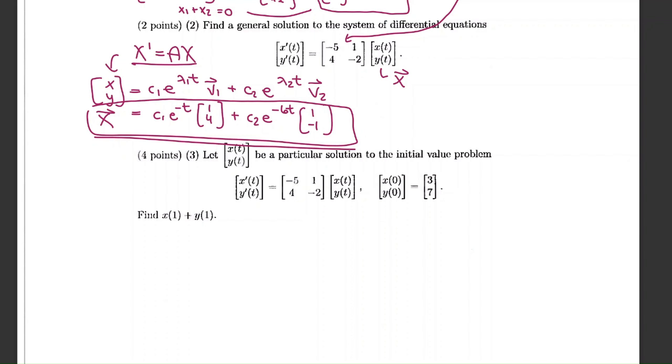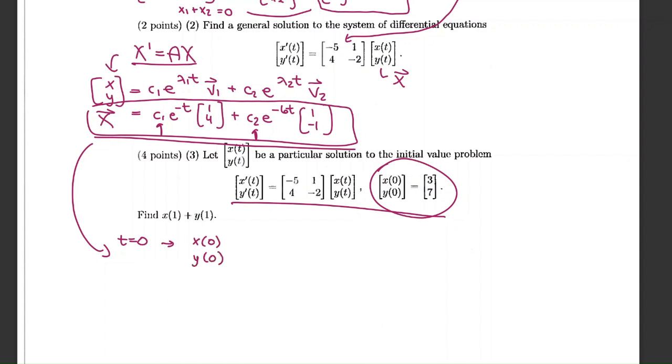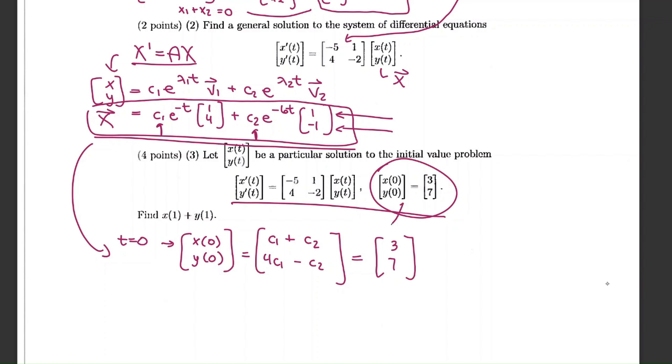Okay, so now we have x and y being a particular solution to the initial value problem shown here. We already have our general solution, so we're just trying to find what c1 and c2 are based on this initial condition. So we can plug in x0 and y0, so t equals 0. I'll write this out explicitly: x0, y0 equals c1 plus c2, since e to the negative 0 is 1, and then 4c1 minus c2. I got that from plugging it in and then adding the entries in the corresponding row. So this is equal to 3, 7 from the information here.